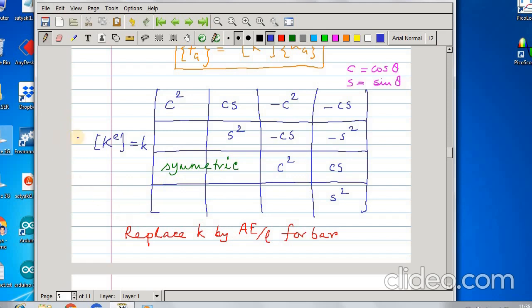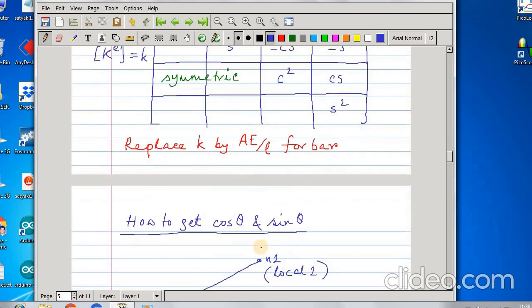So now, if you have a bar element in place of a spring element, then this K has to be replaced by AE by L, where A is the cross-sectional area, E is the modulus of elasticity, and L is the length of the element.